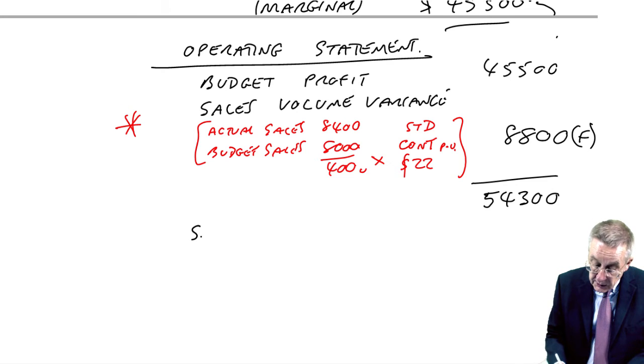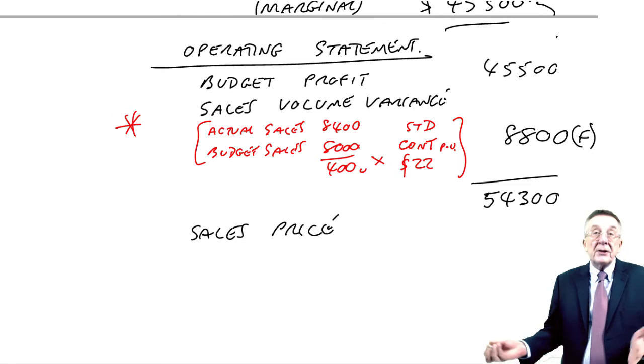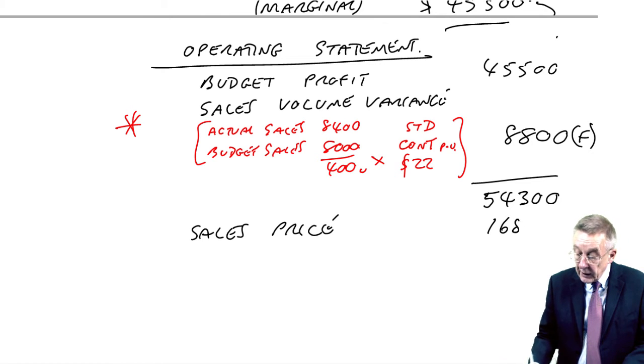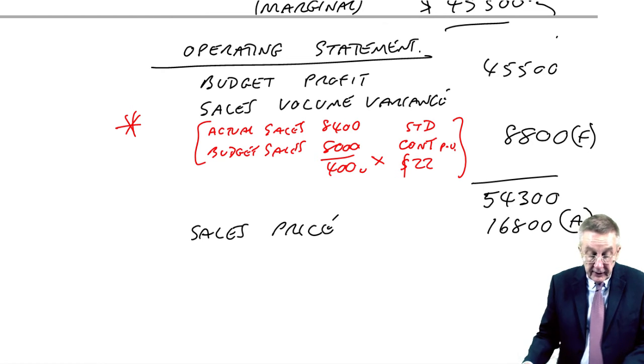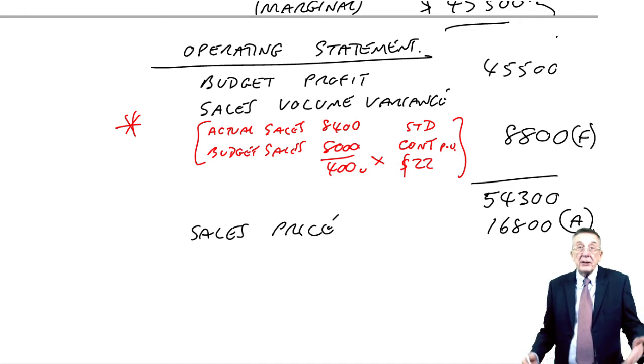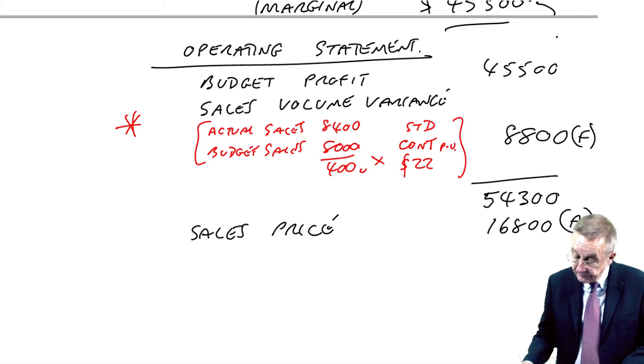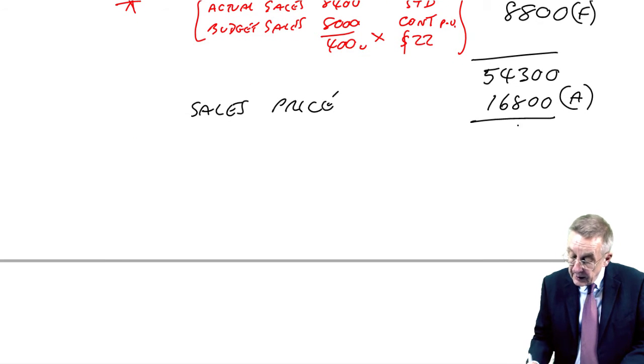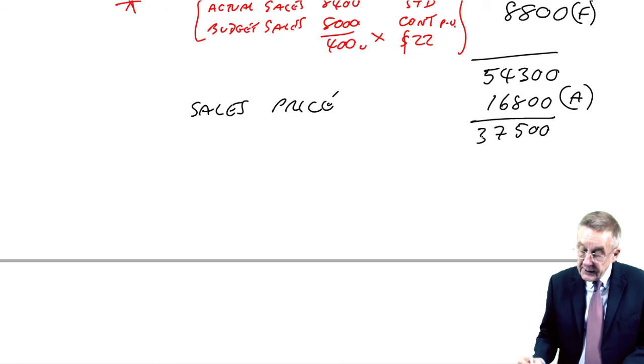What else? So we have the sales price variance. Well, same as before. I'm not going to go back through the workings. It was 16,800 adverse. Drop the price, obviously less profit, doesn't matter whether I'm marginal or absorption. So that brings us down to 37,500.